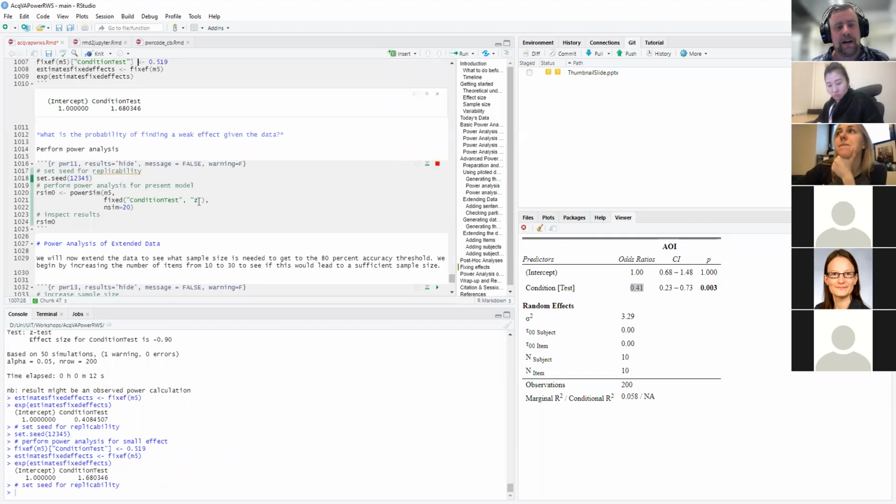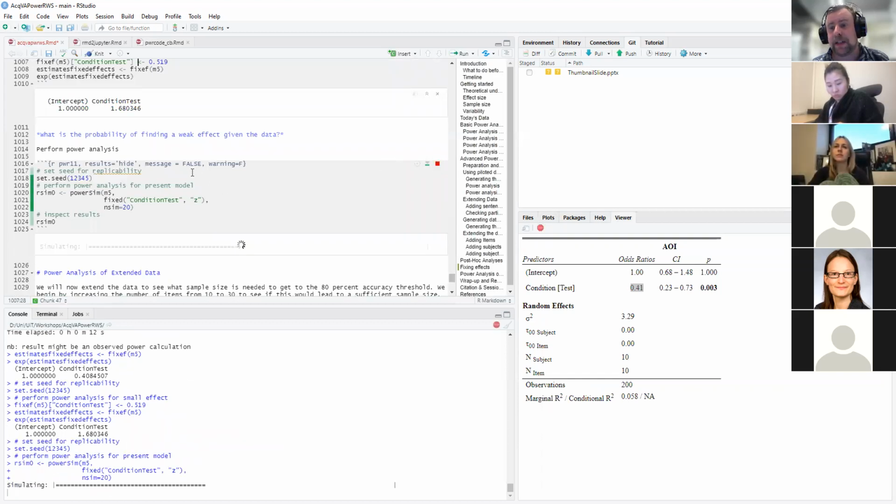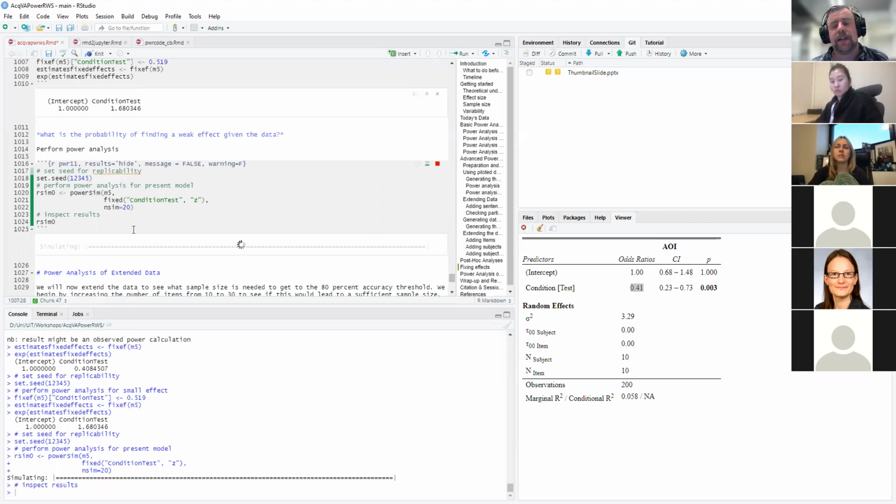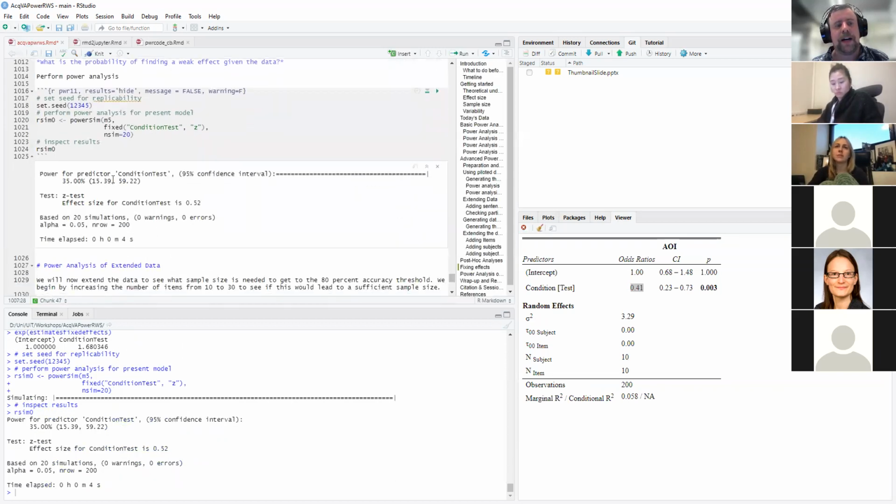And now we can run the simulation, and then that would tell us, is our data sufficient to find a small effect for condition equals test, right? And in this case, basically, it shows us it's actually not looking that good, right? So our data is actually not sufficient to find an effect for condition test reliably.